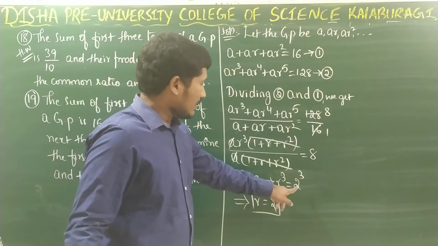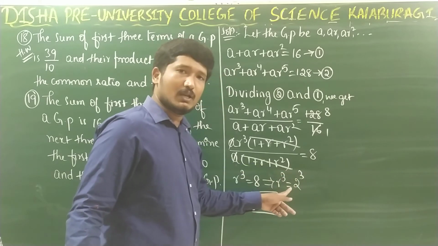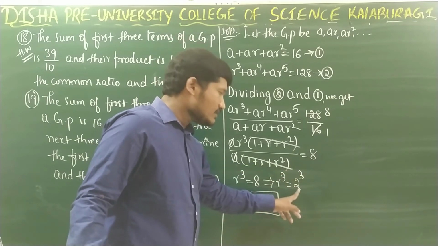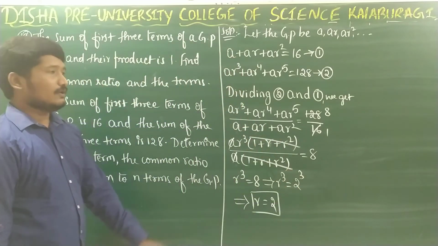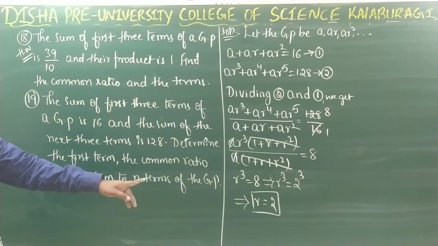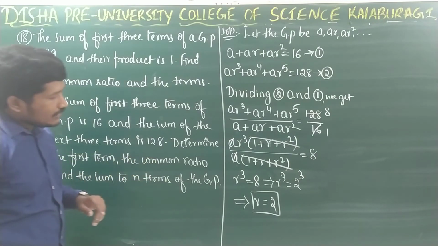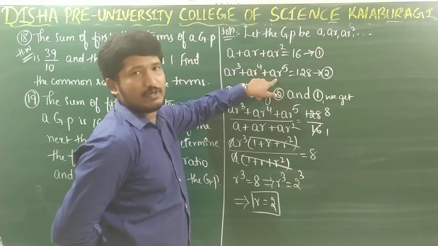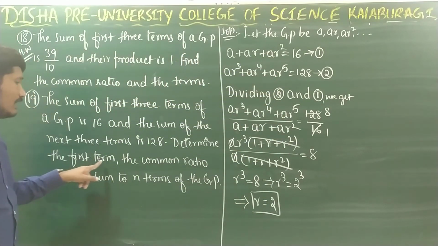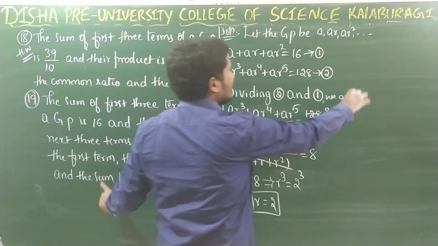By comparing, the power is the same, so these two terms are equal when the bases are also the same. So R is equal to 2. So I have calculated the common ratio. Now I will substitute R in any one of these equations and I will get the first term. Am I right? So what will we do now?